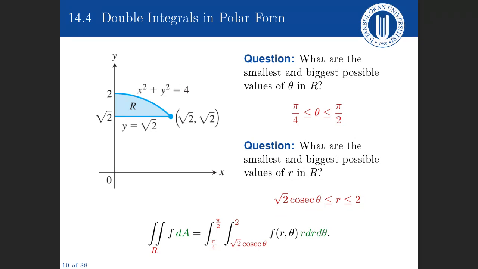So a double integral of some function f dA over this region R is the integral from pi over 4 to pi over 2, integral of root 2 cosec theta to 2, function f, and then instead of dA, when we're doing polar coordinates, we need this extra r. It's r dr d theta.